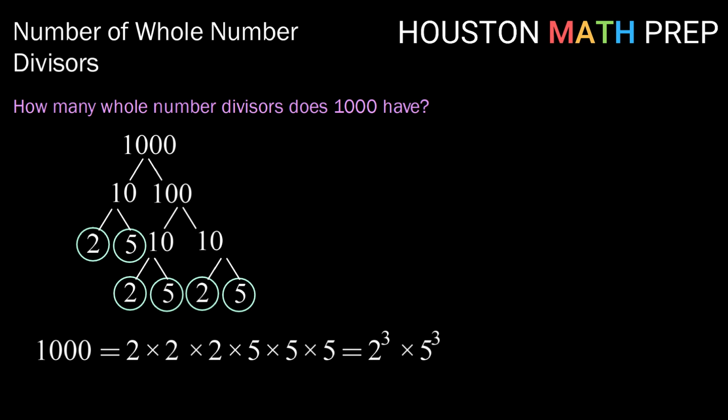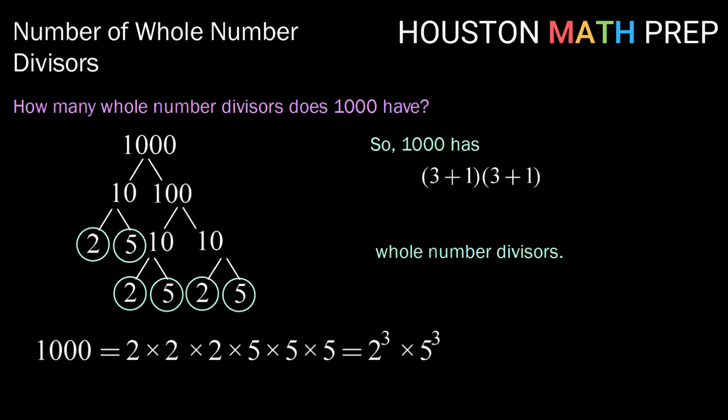So our prime factorization of 1,000 is 2 times 2 times 2 times 5 times 5 times 5, or 3 copies of 2 makes 2 cubed times 3 copies of 5 makes 5 to the third. So if we take each one of those exponents and add 1, then 1,000 has 3 plus 1 times 3 plus 1, or 4 times 4, or 16 whole number divisors.